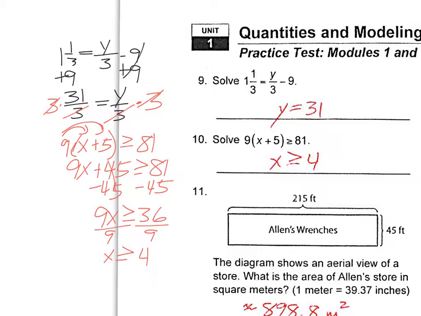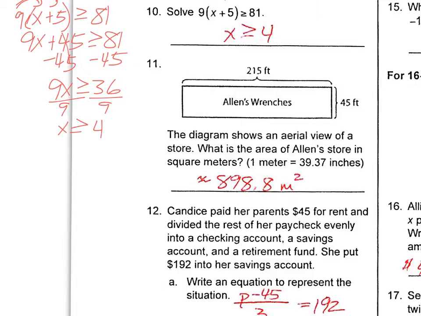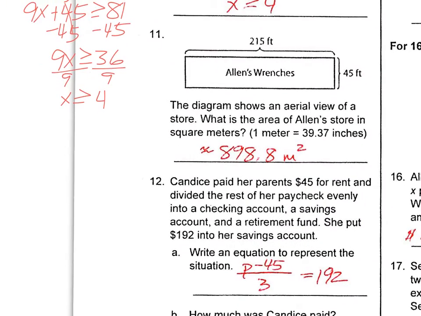Okay. All right, keep going here. Number 11. It's another unit conversion problem. The diagram shows an aerial view of the store. What is the area of Allen's store in square meters?